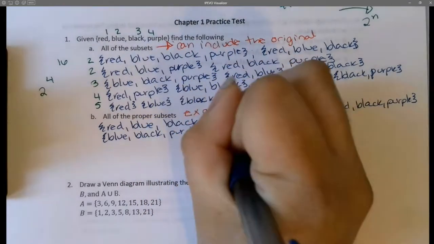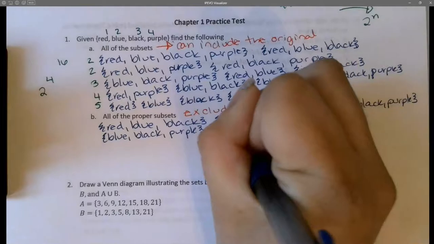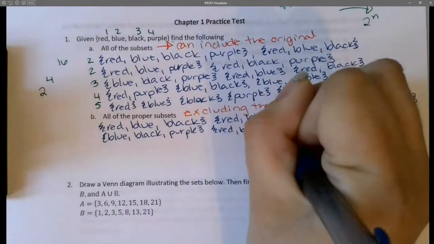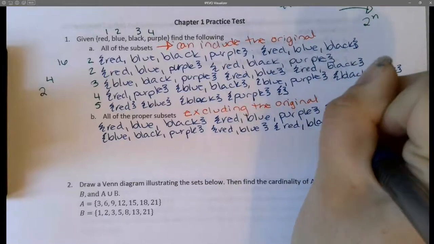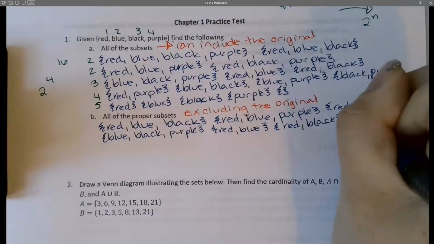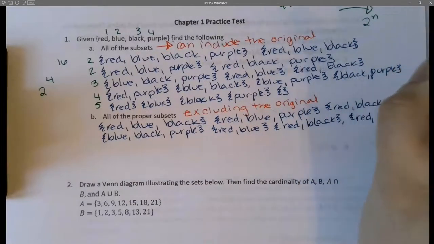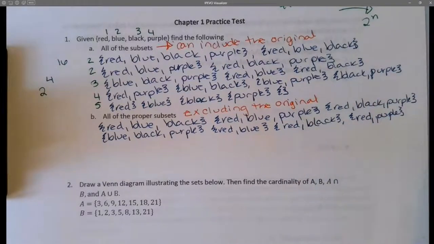Red, blue. Red, black. Red, purple. Then blue, black.